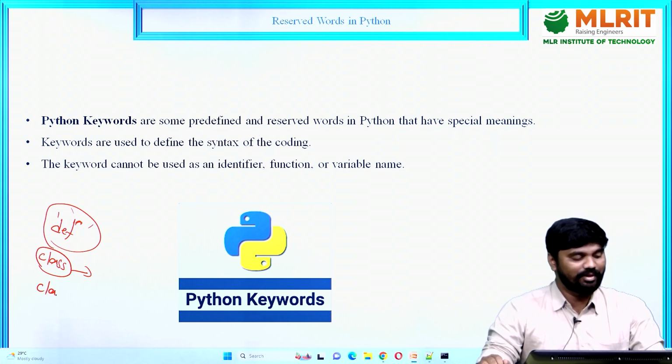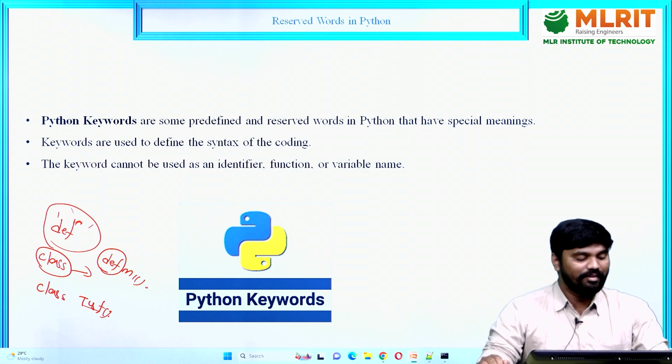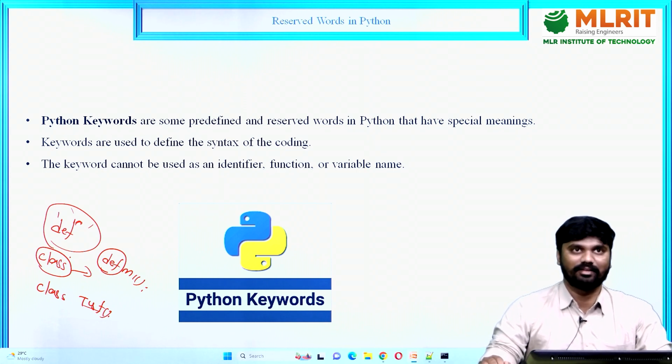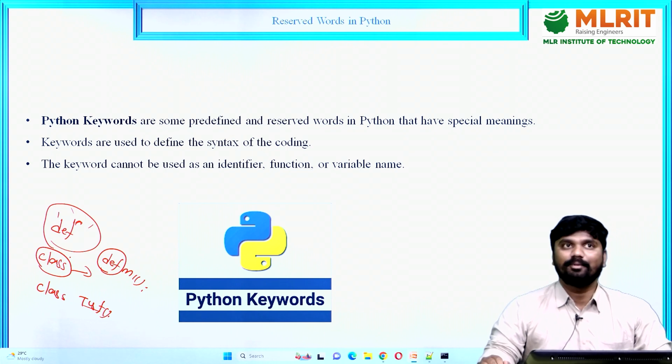See, for example, class test. This means we are going to define a class, and def m1 means we are defining the m1 function. Like that, there are 35 keywords in Python. That means there are 35 keywords available in Python. So that is the Python keyword.